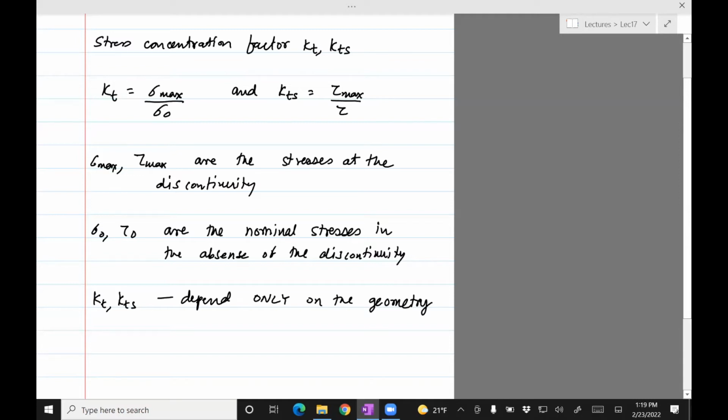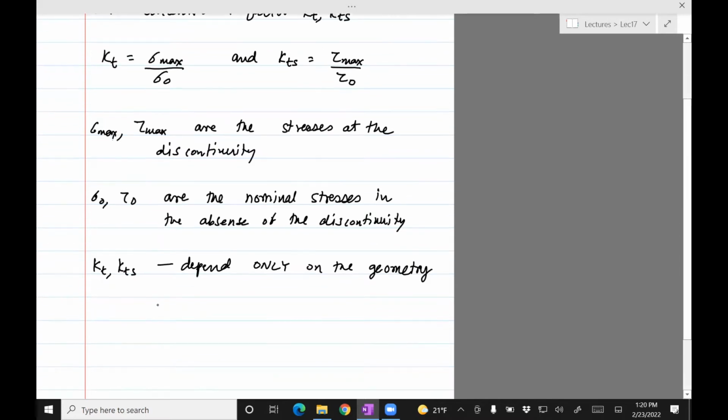The tau should be tau 0, not nominal stress. So the KT, KTS comes from the table I'm going to show you. Sigma 0, tau 0 is something which you compute in the absence of that discontinuity, which again, I'll show you how you can compute. And then sigma max and tau max is what you're going to use as the actual stress. So when you're designing something, your stresses are going to be sigma max and tau max. Obviously, sigma max is going to be greater than sigma 0 because the introduction of the discontinuity introduces stresses. So KT and KTS are always greater than 1.